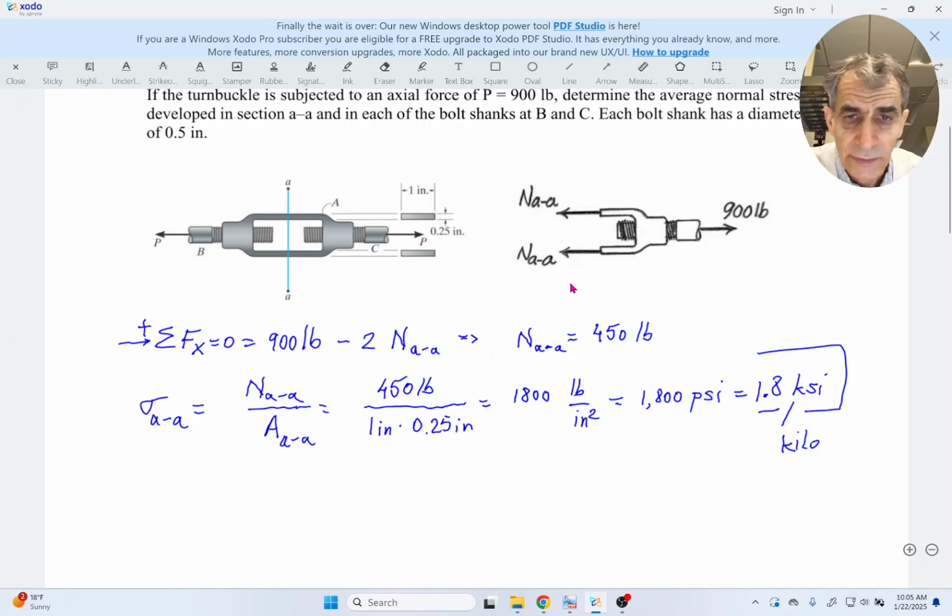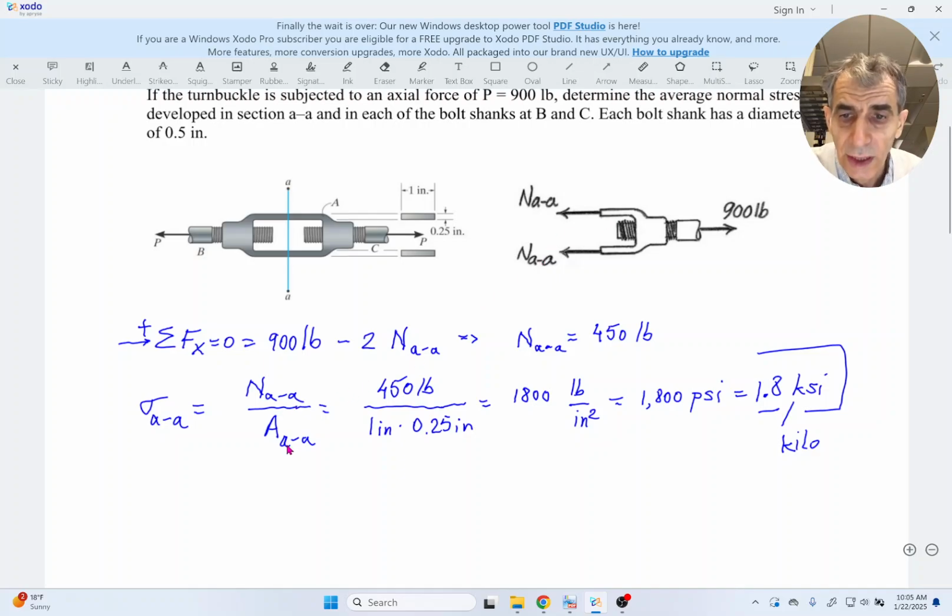And then the problem becomes very simple by solving Newton's second law in the x direction, and we find this internal normal loading, N_AA, as being 450. Then by definition, we use that one to calculate the stress in the material in the cross section. Even though we have two turnbuckles, the focus is only on that one cross section, not two of them, because we divided the load into each cross section.